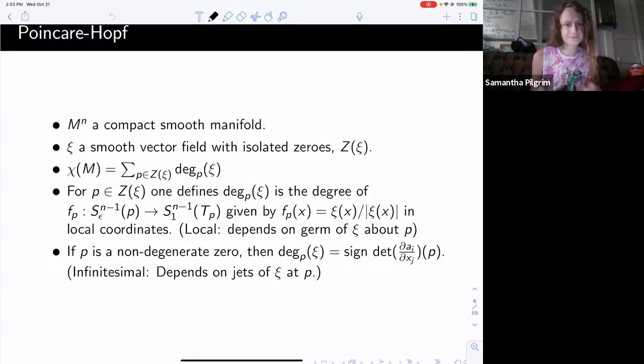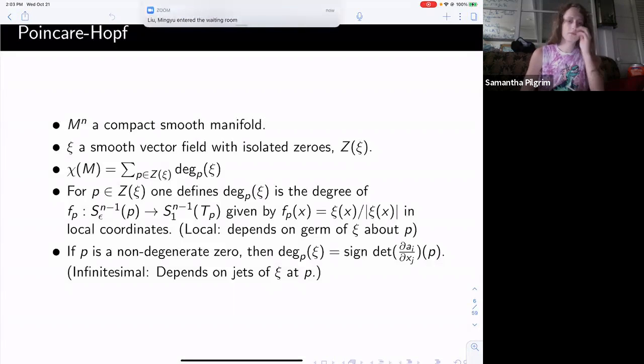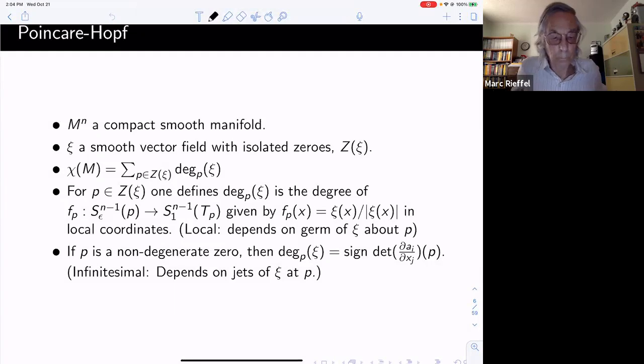And so the definition is that you take a point in the zero set and you define the degree of P of C to be the degree of the map that you form out of the vector field around the point that maps from the n-1 sphere of radius epsilon, just choose coordinates, it doesn't matter. And it goes to the sphere of radius 1 in the tangent bundle, and it's just given by f of p equals C over the absolute value of C. Okay, so obviously I've made some choices, but it doesn't depend on any of the choices. It doesn't depend on the coordinate neighborhood, and it doesn't depend on whatever absolute value I'm using.